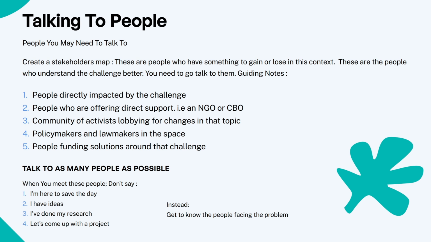So this is what I call a stakeholders map, because when you're doing empathy, you're talking to real people, right? You don't want to talk to the whole planet. It just helps to have narrowed down the people that you need to talk to. Talk to as many people as possible, and when you meet them, there are do's and don'ts.